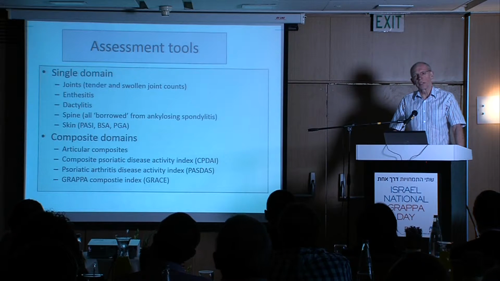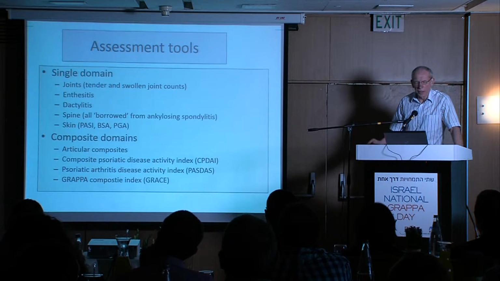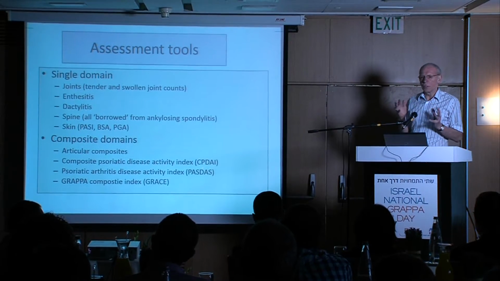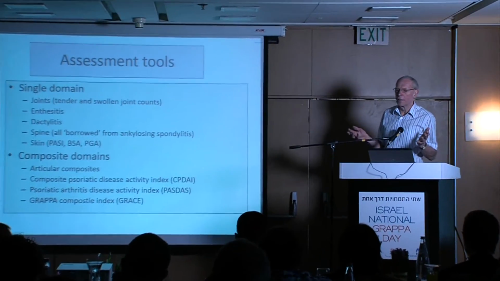So assessment tools, as I said, can be either single domain, joints, entheses and so on, or composite domains which aim to put these together. The advantage of having a composite measure like the DAS28 is that I can say to you, oh, I had a patient in clinic this morning with a DAS28 score of 6.5. You know immediately what I'm talking about in terms of disease activity. And that combines, as it were, joints and global and the acute phase response. And the idea is to put together a composite measure that combines aspects of psoriatic disease that we can translate into a single figure that makes it more efficient for clinical trials.